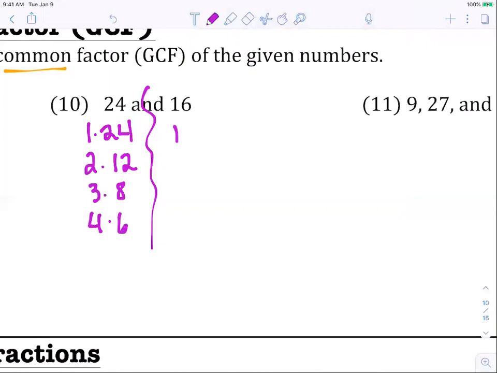16, on the other hand, again, start dividing. 16 divided by 1 is 16. 16 divided by 2 is 8. 16 divided by 3 is a decimal, so not a factor. 16 divided by 4 is 4. And actually now your list is done because there are no other non-decimal answers between 4 and 4.